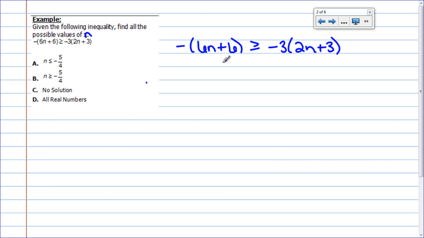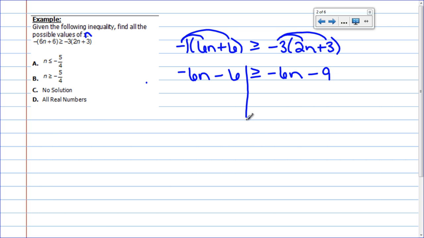Now this left side over here, the only thing in front of the parentheses is a negative. So that's like having a -1. So I'm going to distribute this -1 to this 6n, which makes -6n. And then I have to do -1 times 6, which is -6, because the negative and the positive makes a negative. It's greater than or equal to. Then on this side, when I distribute, -3 times 2n is -6n. And then -3 times +3 becomes -9.